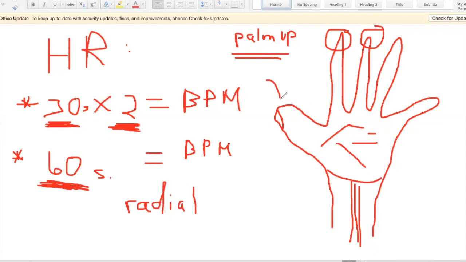Don't use your thumb to collect heart rate because your thumb has a pulse of its own. It could confuse you, and it could compromise or make the validity of your assessment wrong. So you're going to use your radial, the artery that's right here. I should make it red, but I won't. There's an artery that goes right here.